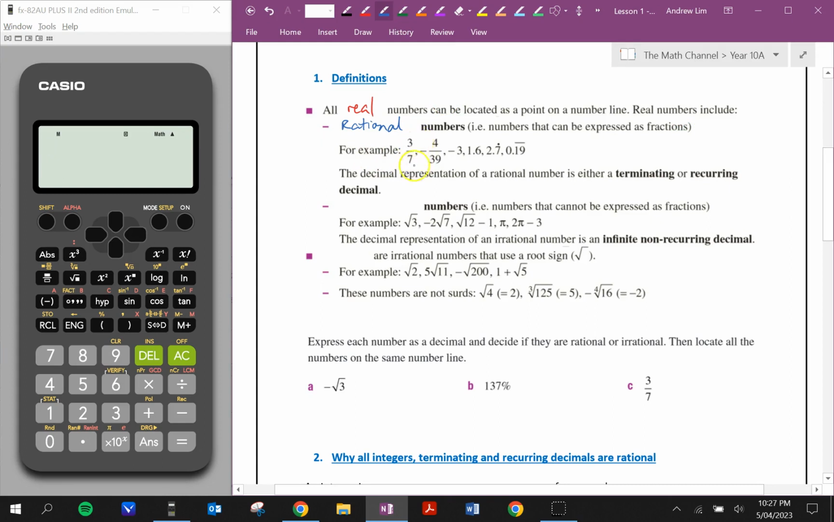So for example, 3/7, that's already a fraction. Same as the next one. -3, I can write that as a fraction. It's -3/1. 1.6, I can write that as a fraction as 1 6/10. 2.7 repeater is a fraction. I can write it as a fraction. 0.19 repeater, I can write as a fraction. The decimal representation of a rational number is either a terminating or a recurring decimal.